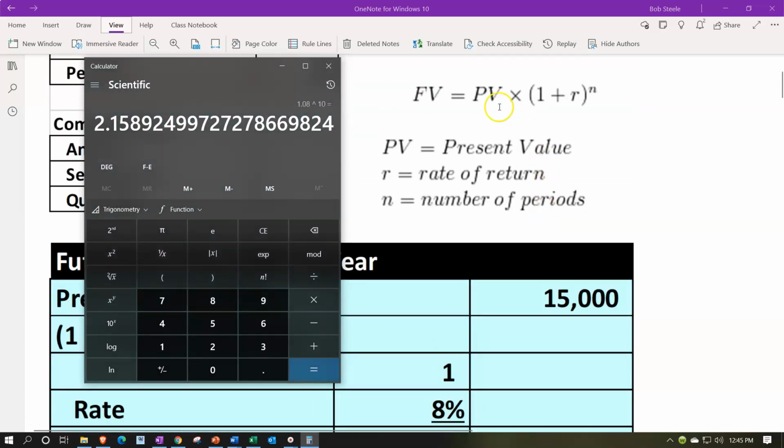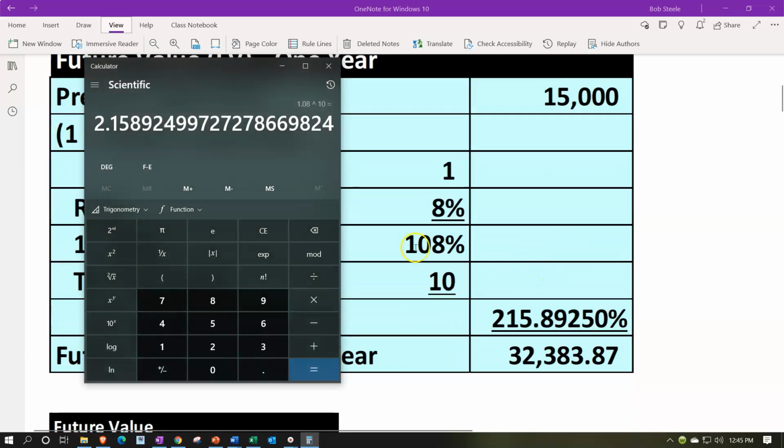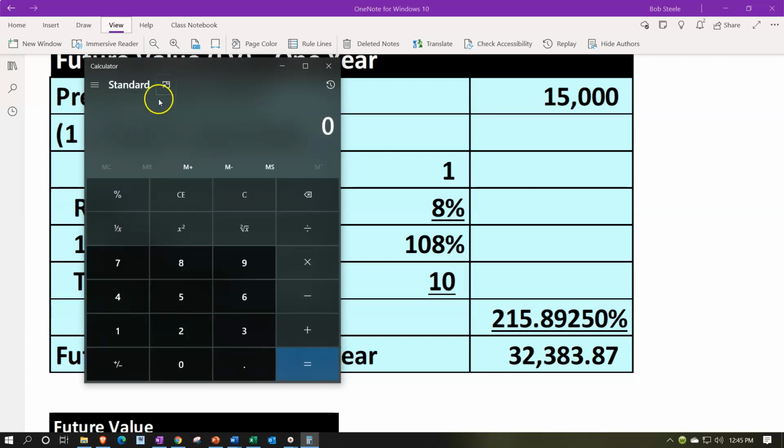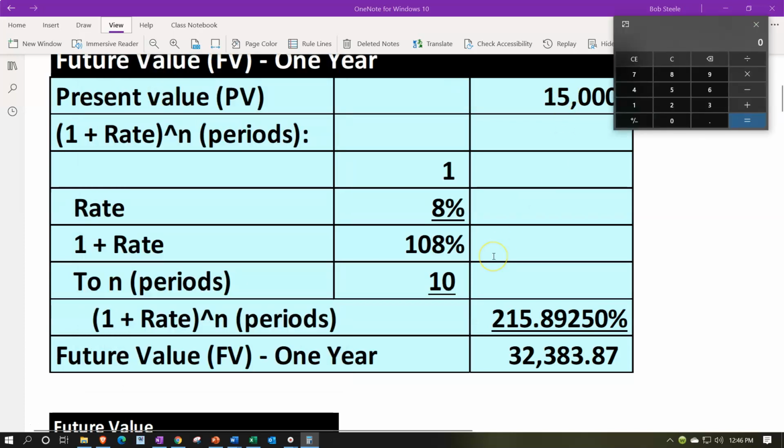Then we now have these two items. We can multiply them together. So we're going to take that, multiply times the 15,000. That's going to give us our 32,383.87. Going to convert this back to our standard calculator and make it a little smaller so it hangs out up at the top there.